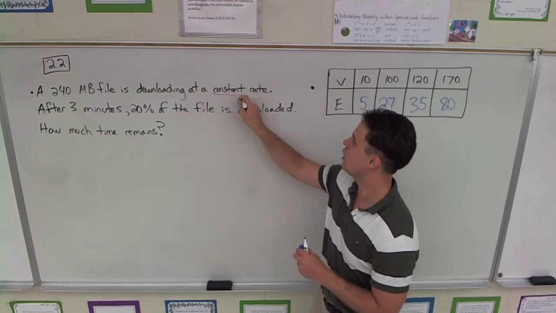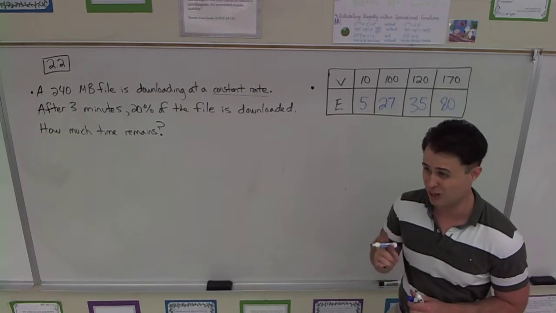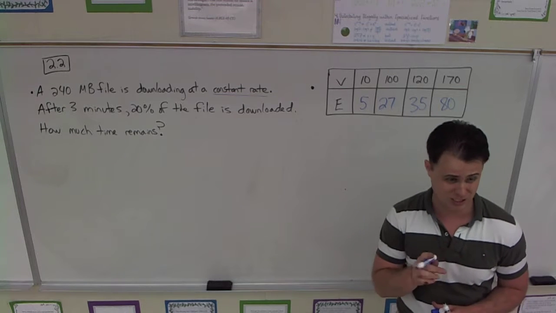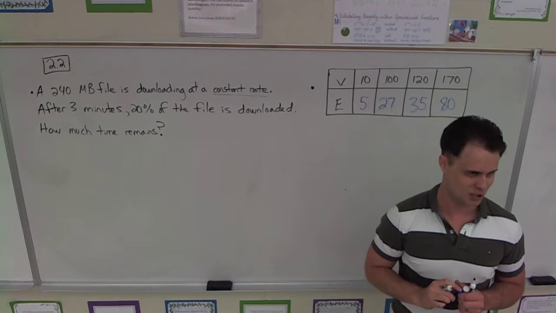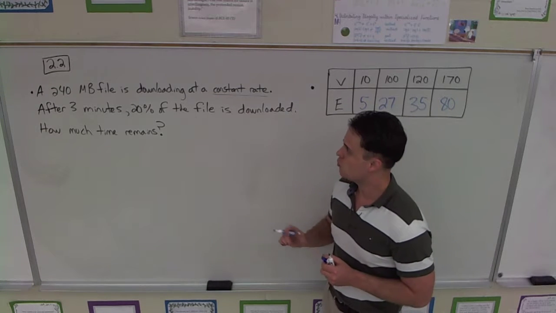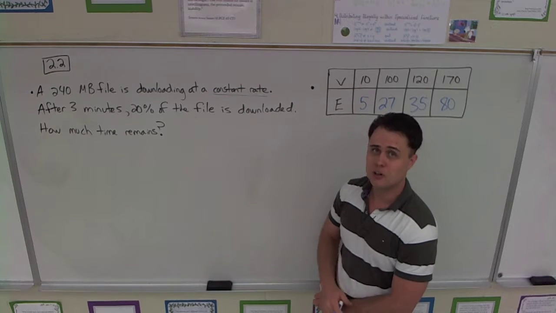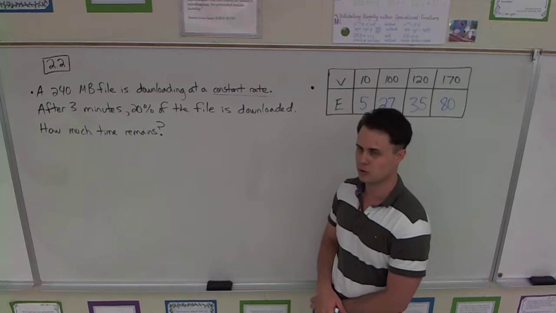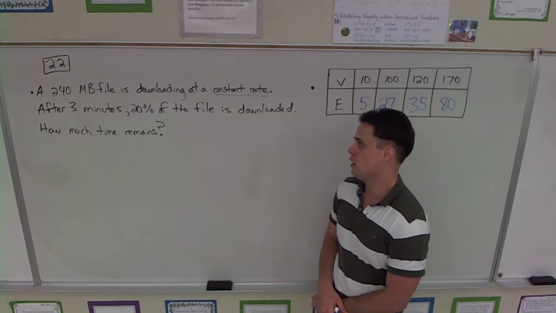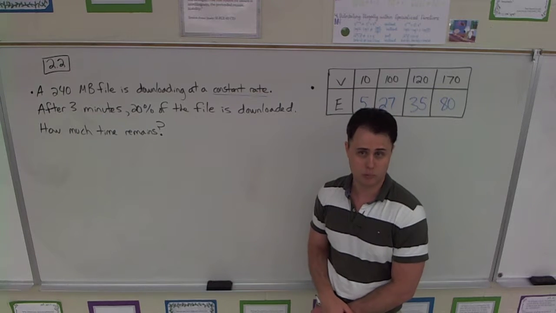If this didn't say constant rate, actually a proportion would not work to solve this problem. So that's kind of a little subtlety that you guys don't have to worry about in the assignment. Just a bit of science. All right. So the information we know besides the file's original size is that after 3 minutes, 20% of the file is downloaded. So we're supposed to answer how much time remains in that download.